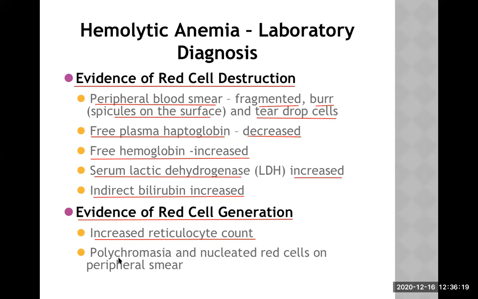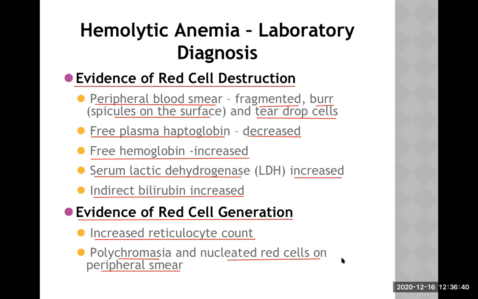Another one is polychromasia and the presence of nucleated red cells on the peripheral smear. That is another evidence. It means the bone marrow is forming too many red cells, and before they are mature enough, they are coming into the peripheral circulation.